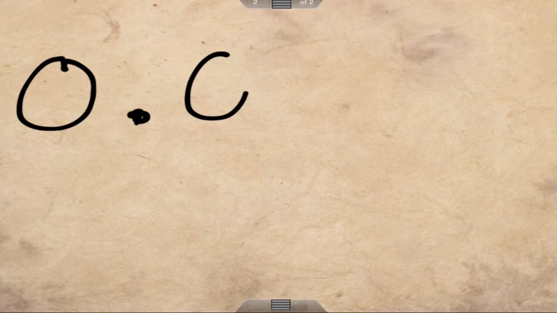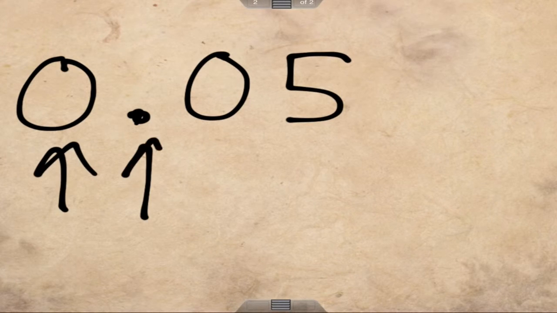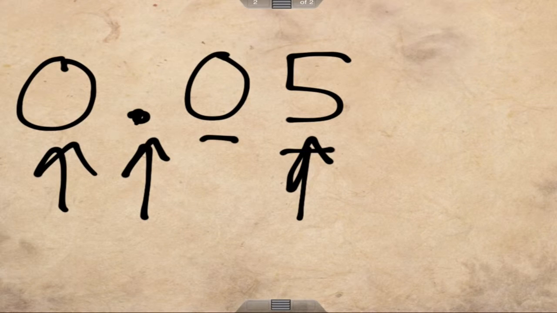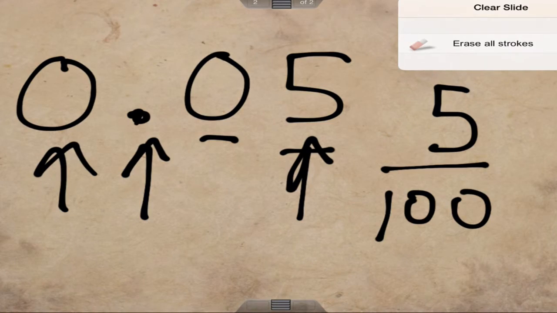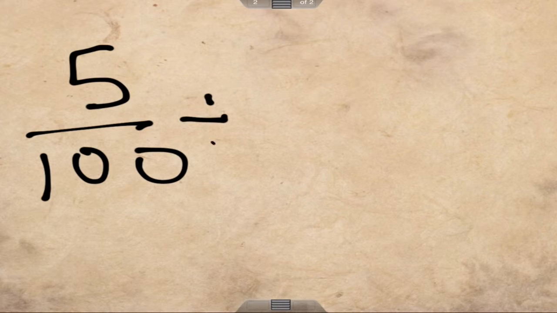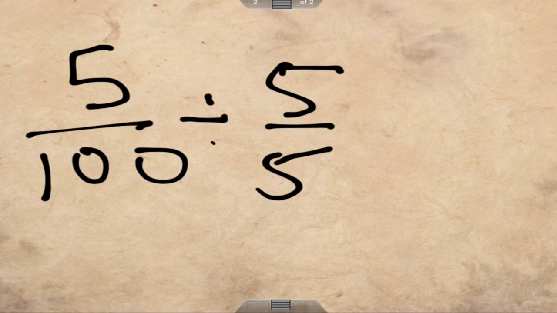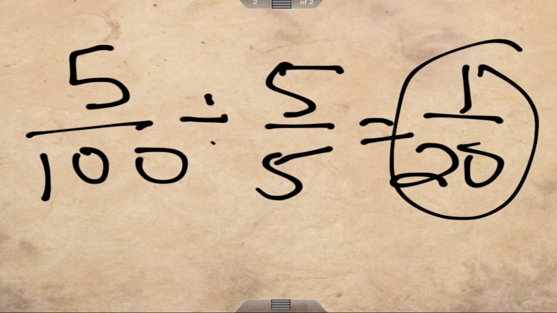Another one is, let's say we have 0.05. So this is 0, and I have 5 in the hundredths, so it's 5 hundredths. But 5 hundredths, we know we could reduce by 5. So I could divide the numerator and denominator both by 5. And if I do that, I have 1 over 20. So 1/20 is the answer.